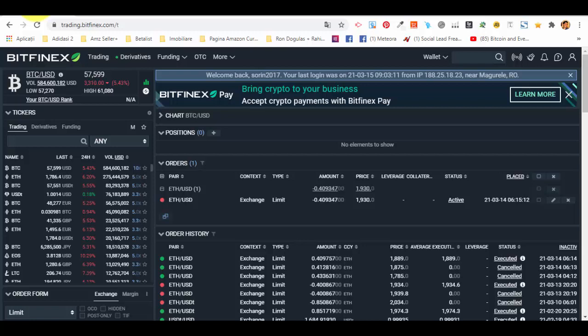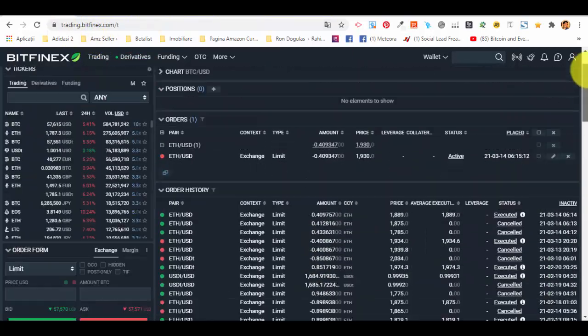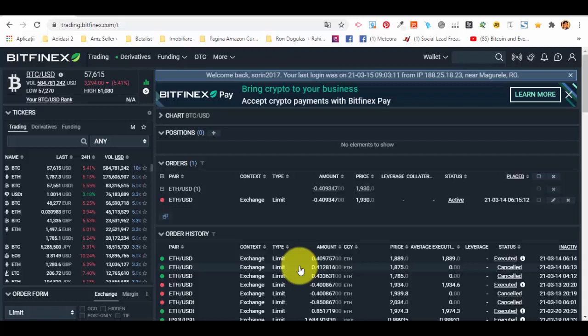Now, looking at the platforms, to start with we have Bitfinex, where we are logged in right now. You can see how the dashboard looks. We know it might seem a little bit complicated, but what we are going to use in Bitfinex is not complicated at all. It's one of the oldest platforms and one of the best, one of the most stable and secure.